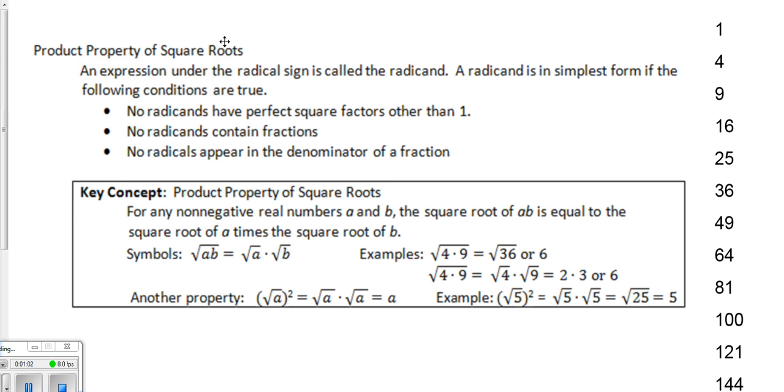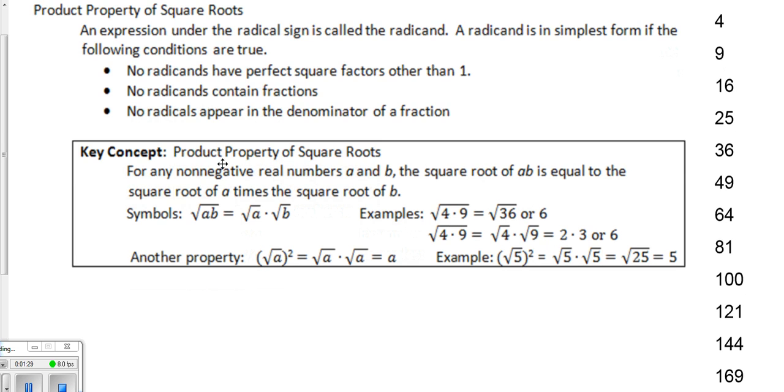Now, if we look over some properties of square roots, an expression under the radical sign is called the radicand. A radicand is in its simplest form if the following conditions are true. No radicands can have perfect square factors other than 1. No radicands can contain fractions, and we want no radicals in the denominator of a fraction. That's when we would have to rationalize the denominator, like we talked about before.